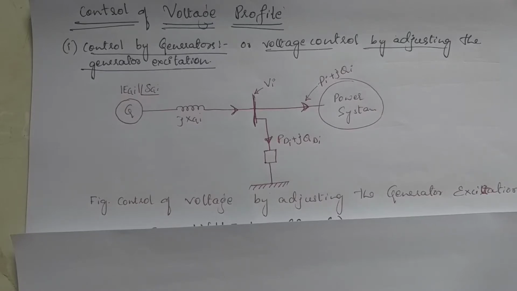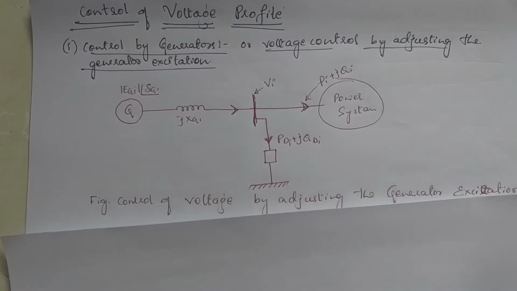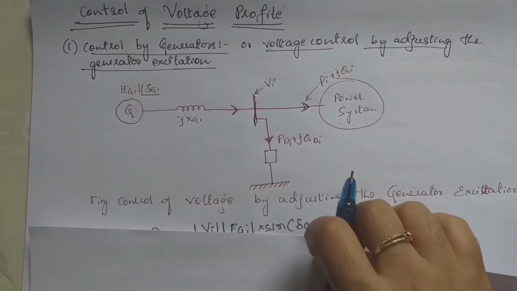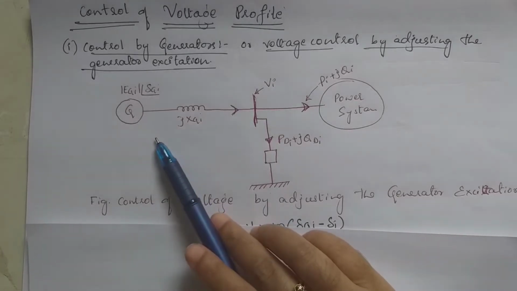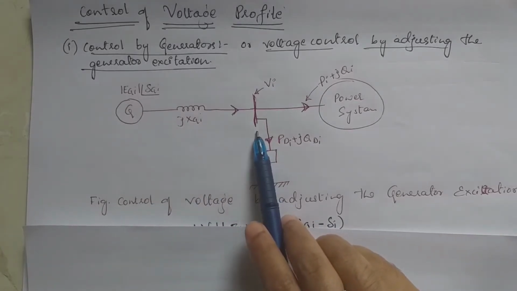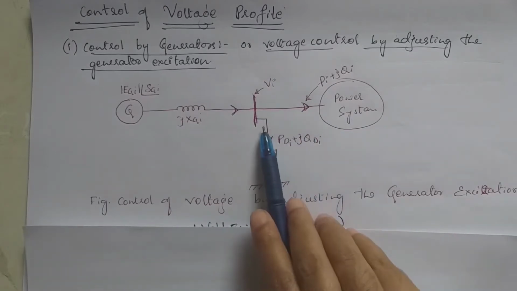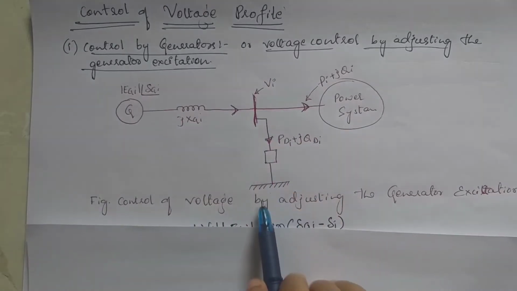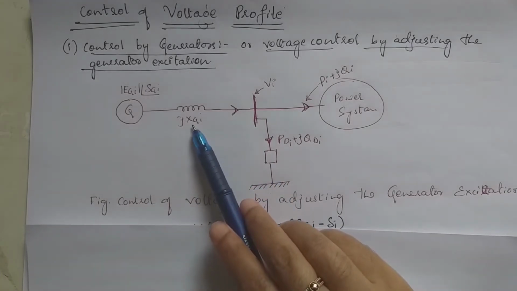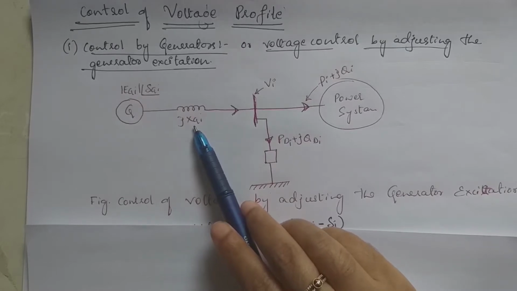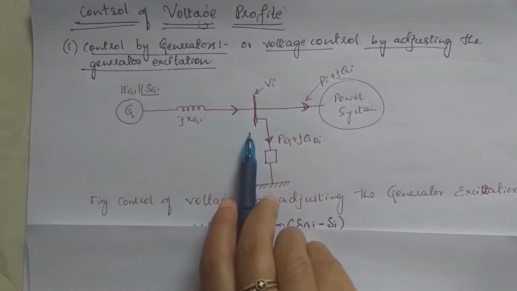Okay, we will go through the first topic, that is control of voltage profile by adjusting the generator excitation, or control by the generator. Here we will consider a figure. The figure shows control of voltage by adjusting the generator excitation, where a generator is connected to a bus. The bus is connected to the power system, and to the bus there is a load connected and it is grounded. The synchronous reactance of the generator is given by XGI. Vi is the voltage at bus i.